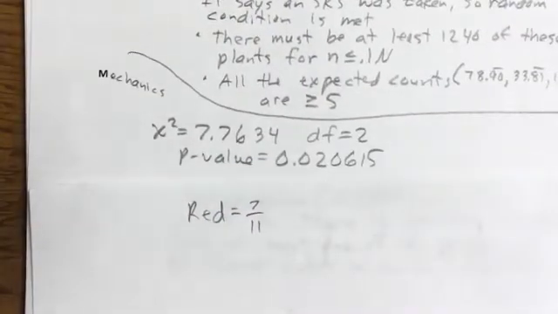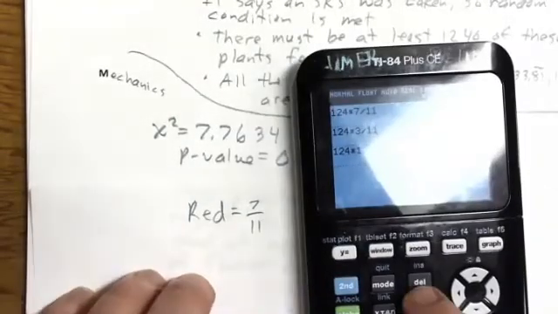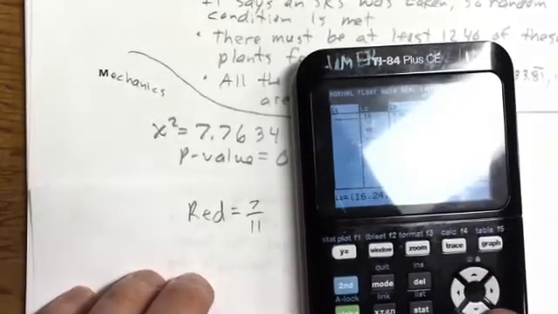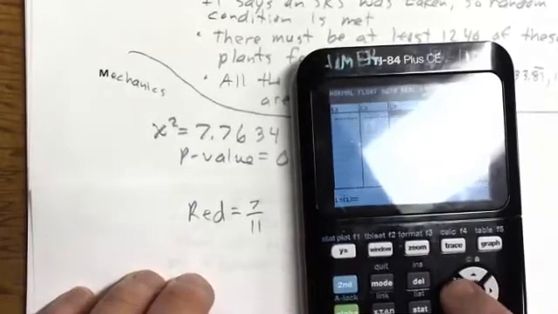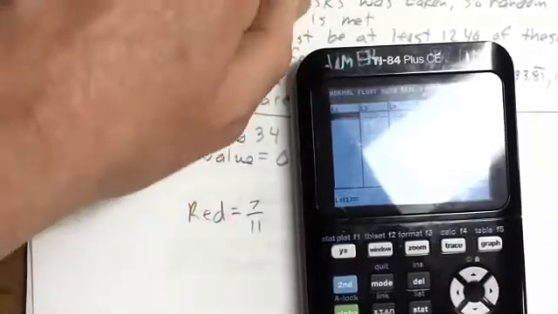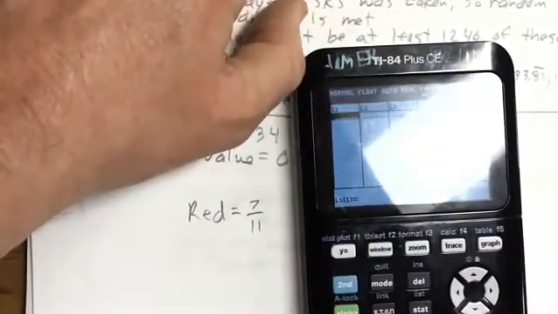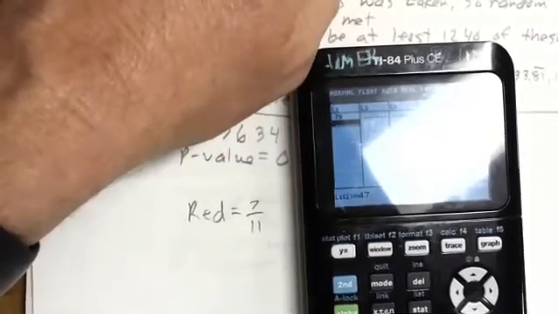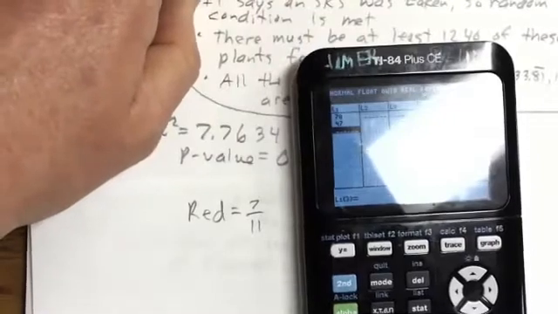And so you don't have to do everything that I did on that last problem. This is what we'll do: we'll hit stat and edit, and in list 1, let me clear these out. We're going to put our observed counts. So in list 1, our observed counts, let's see, we have 70 for red, we have 47 for yellow, and we have 7 for white.